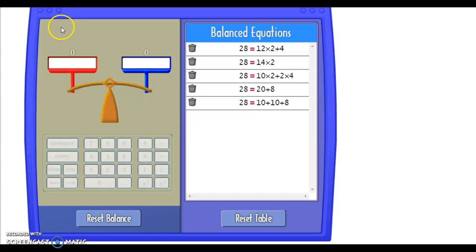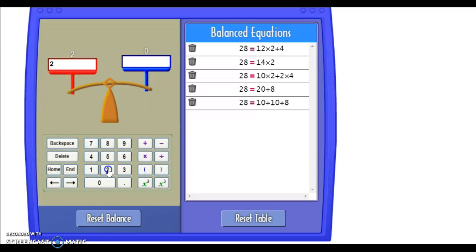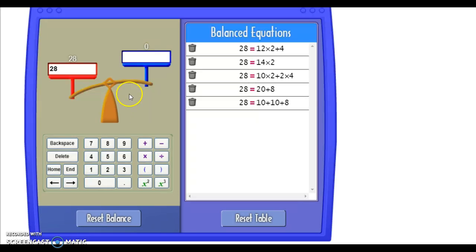This is the game screen, and so we have a balance here, and we are going to balance the red side with the blue side. So we are going to just put a number over here, and let's put 28, and then we're going to go to the blue side and try to balance that.